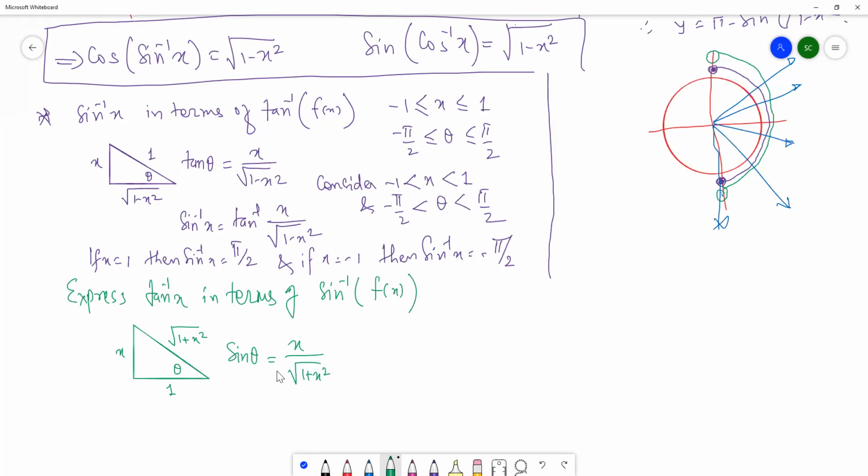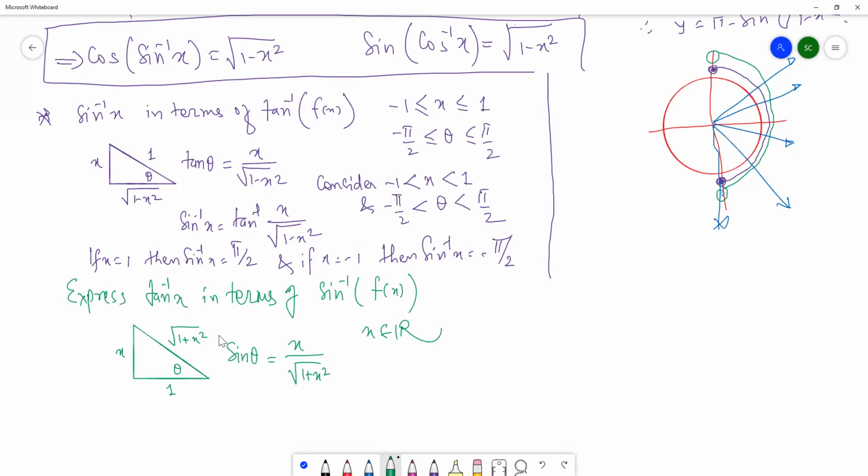Okay, now tan inverse of x, where the domain is x a real number. When we talk about tan inverse of x, x belongs to R. So is it okay with us? x belongs to R when we write.